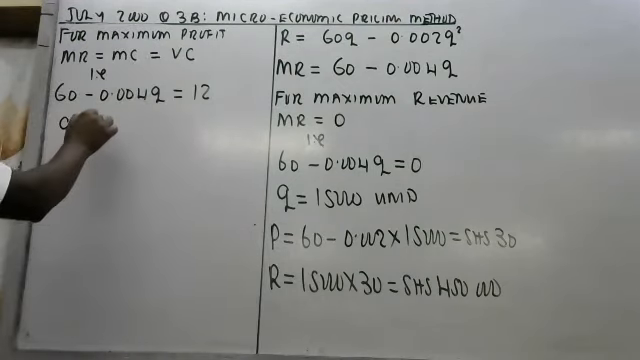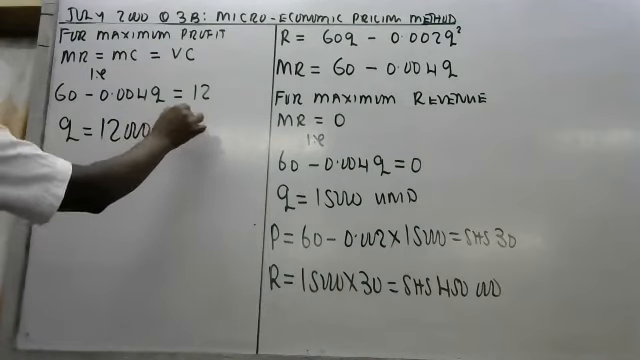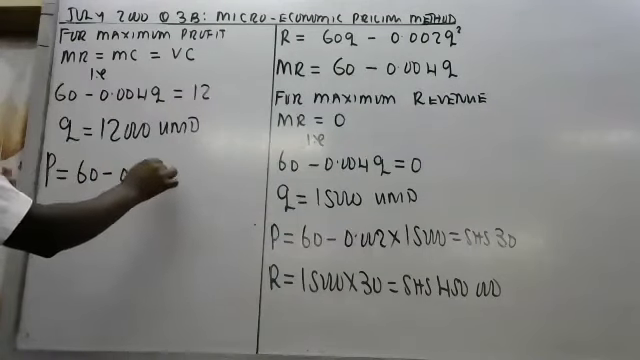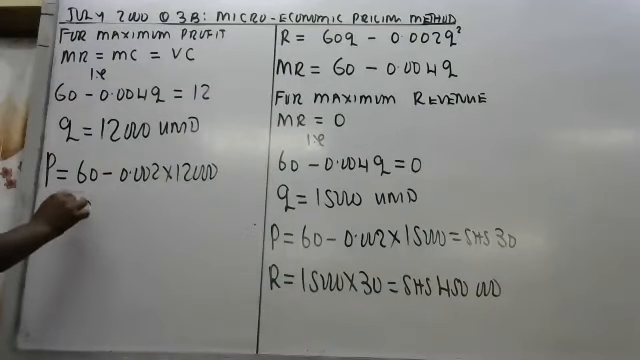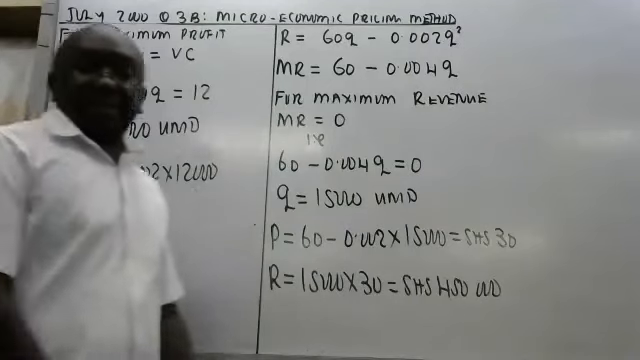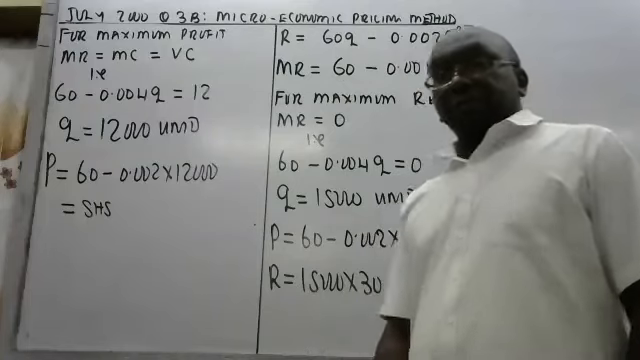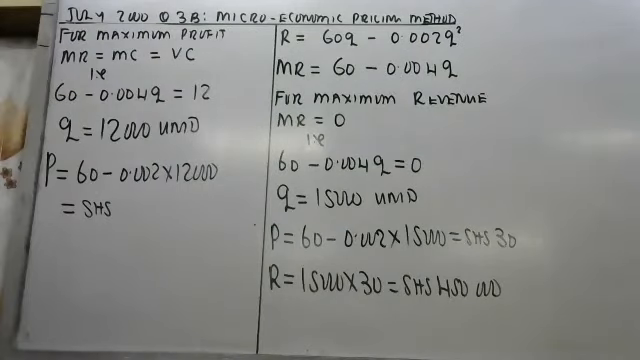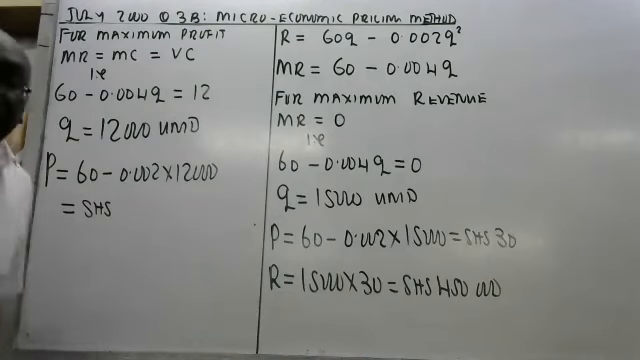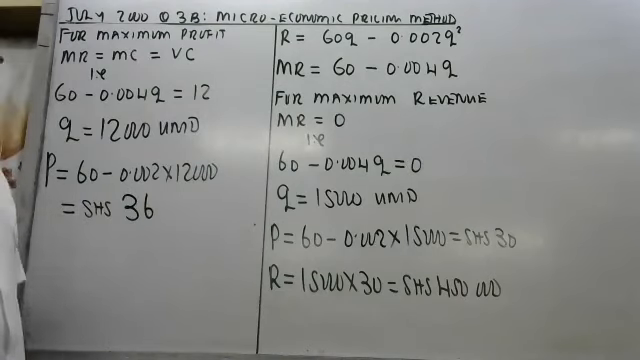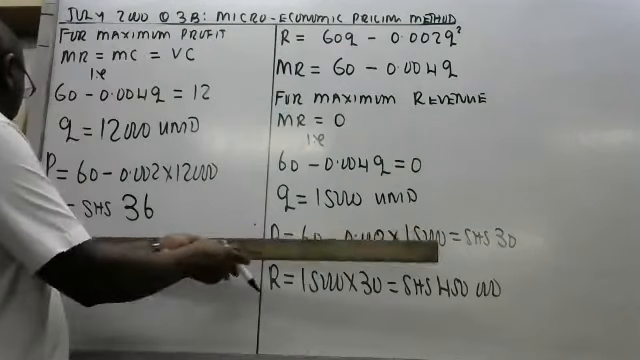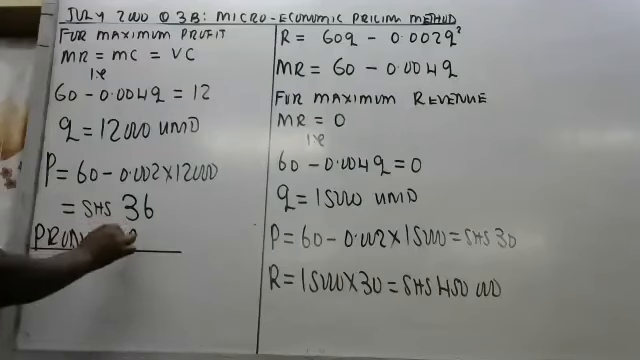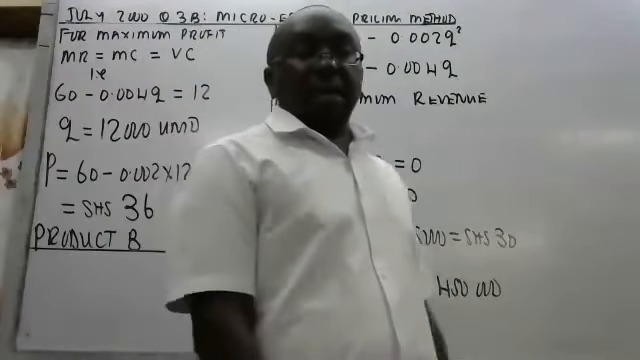Yes, good. 12,000 units. So P at this point is 60 minus 0.002 times 12,000. So what should be the price for us to maximize profits? That is 36. Now from there, I would want you to do on your own the same thing for product B.